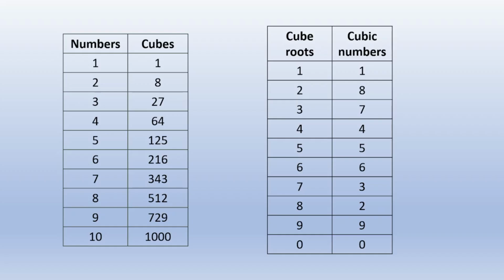So once you memorize all these, once you have this in your mind, it's very easy to get the cube root. Let's find out the cube root of 17,576. The first thing is to group them. You have to group them in 3 digits starting from backwards. So first we'll group 576.